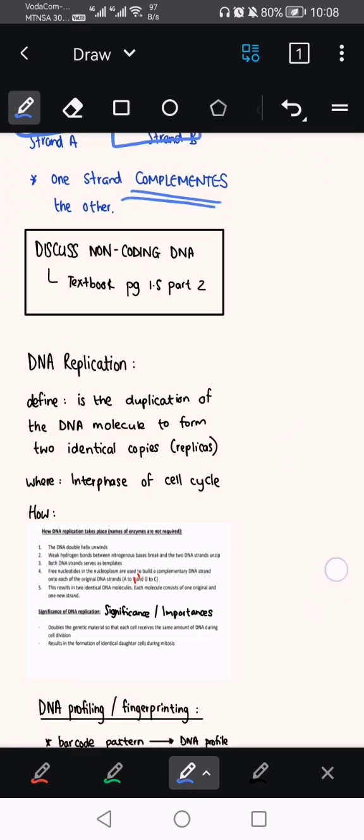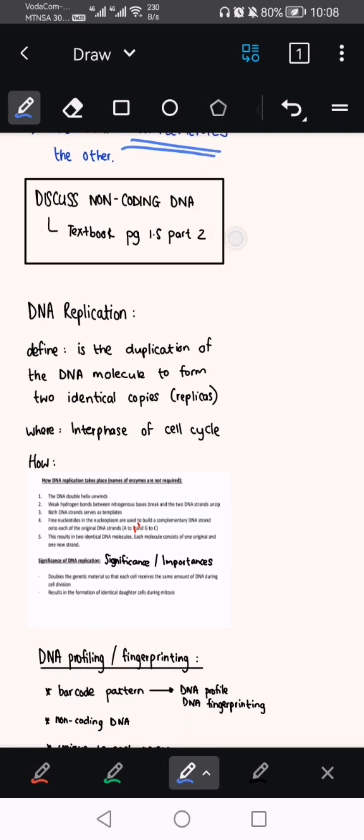Grade 12s, please go and look over non-coding DNA in your textbook, because non-coding DNA blends into what is known as DNA profiling. Please, it's not called DNA fingerprinting. Some textbooks might say that, but that's an old understanding. It's DNA profiling.